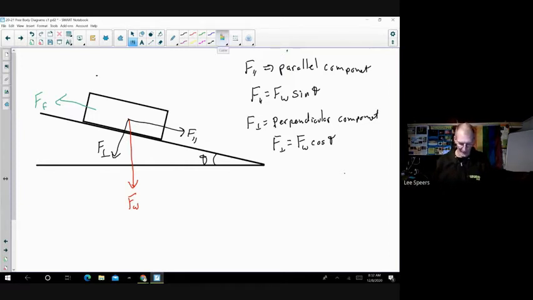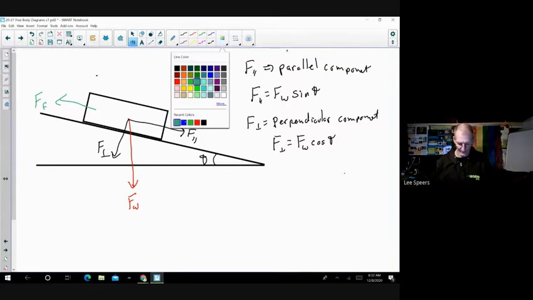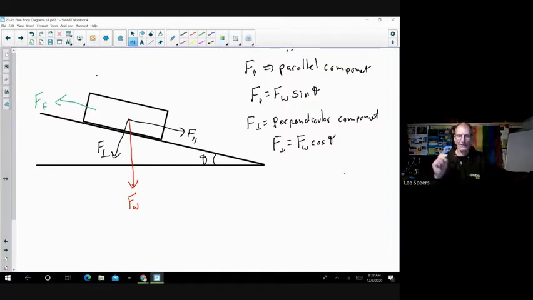The other force we have acting on the object is the normal force. And the normal force is perpendicular to the surface. Okay, it's not opposite the weight force. The normal force is perpendicular to the surface.